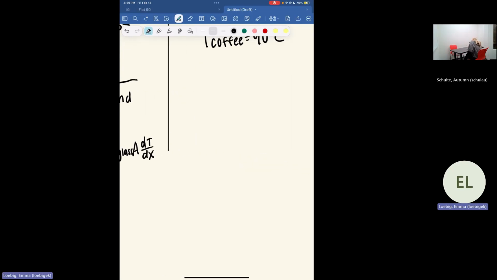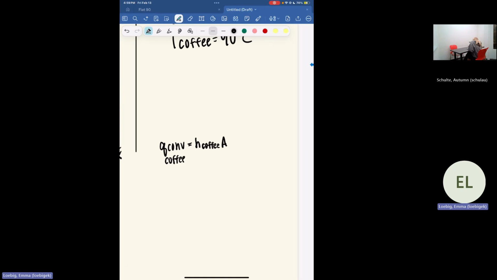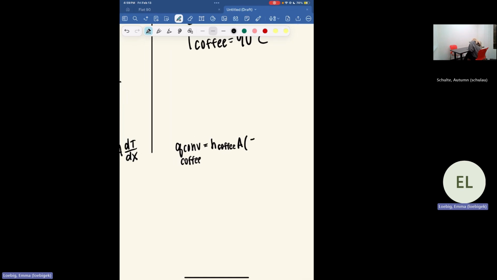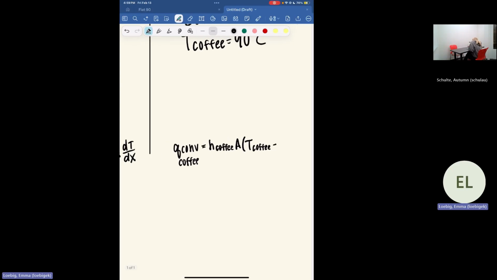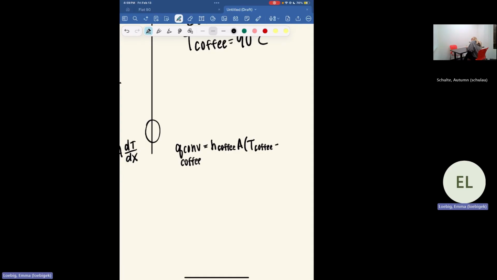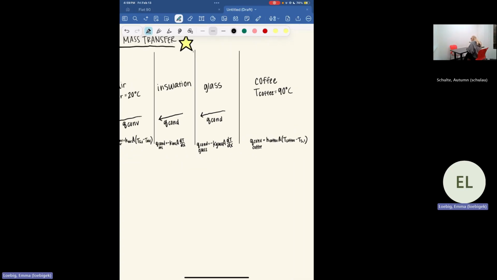We're also going to include a convection term for our coffee. This is going to be equal to the heat transfer coefficient for coffee multiplied by the area multiplied by the temperature of the coffee minus the temperature at this surface, which we will call T surface 1.